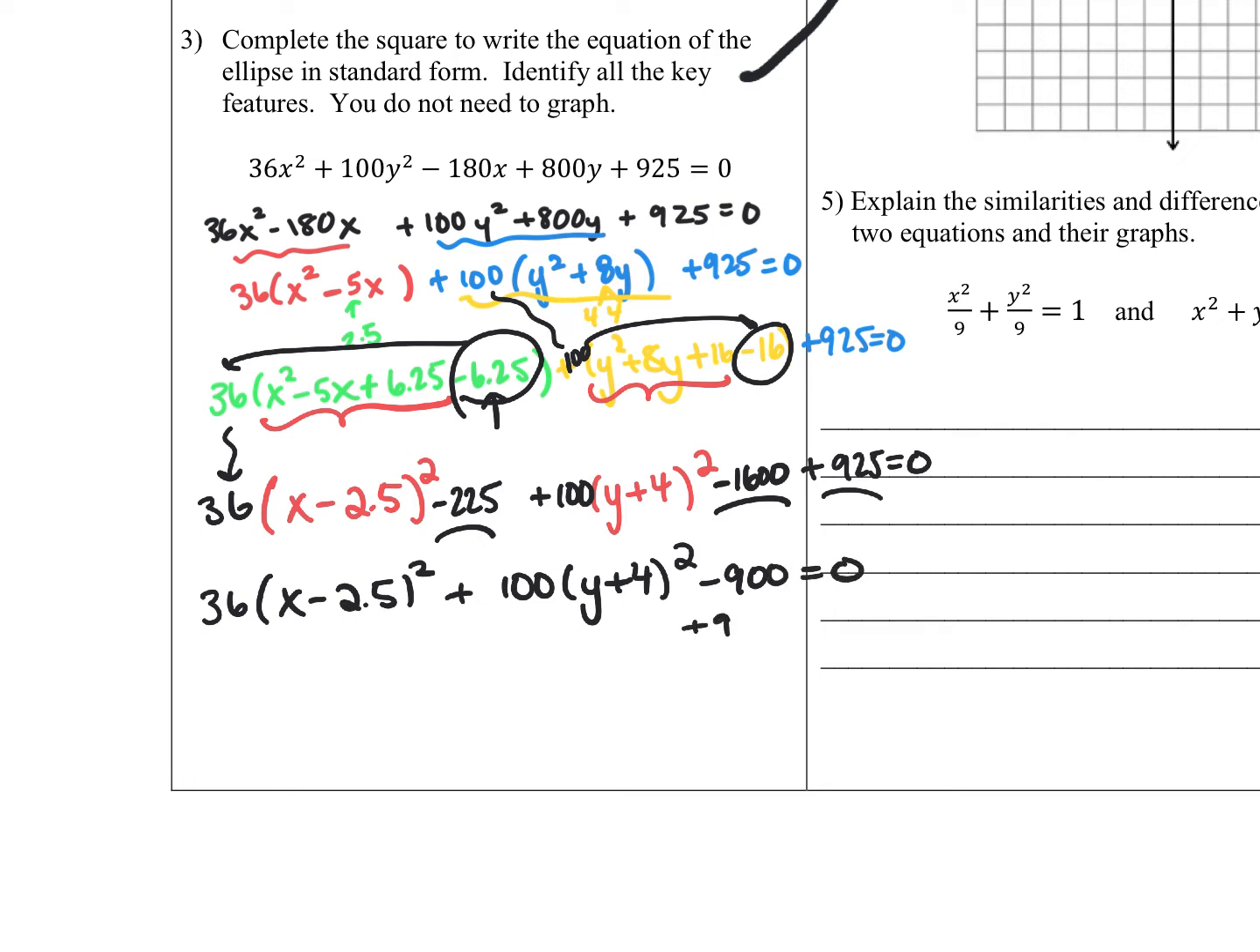So I'll add the 900 over to the side because we don't want it equal to 0. We want it to equal 1.